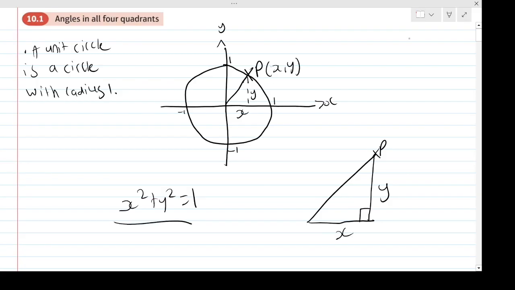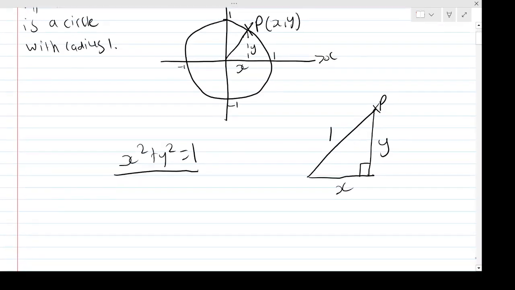Now again, the radius is 1, and obviously it has to equal 1. If the radius is 1 and we start from the origin, well, this length here from O to P is the radius. That would then be 1. So I have this triangle here. And then this would also create an angle theta between the x-axis and our point, which should be there.